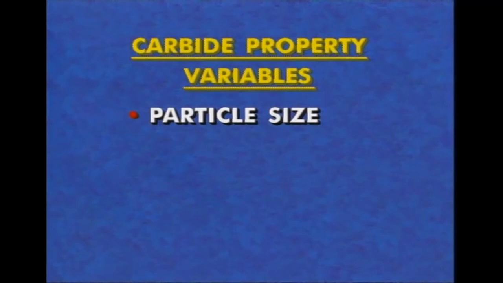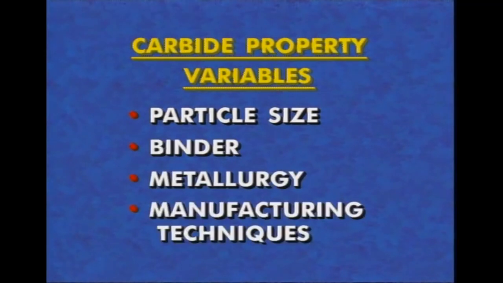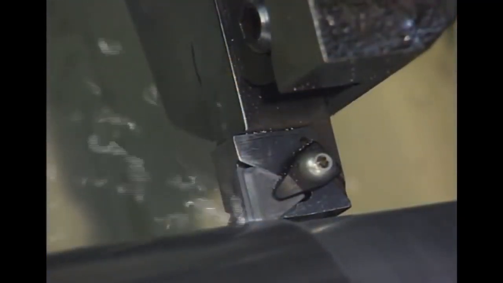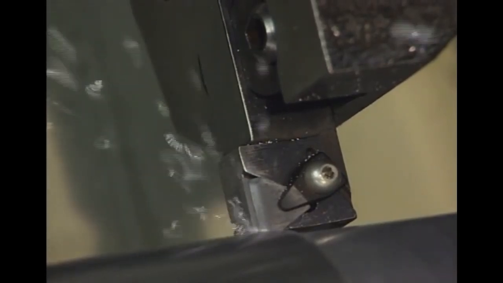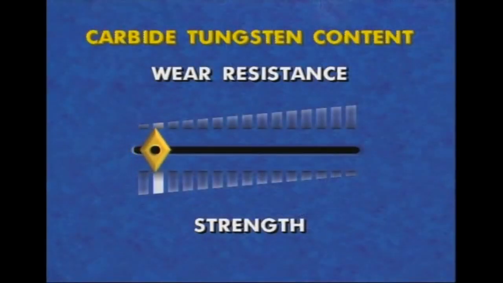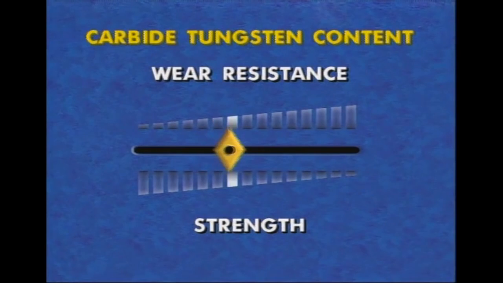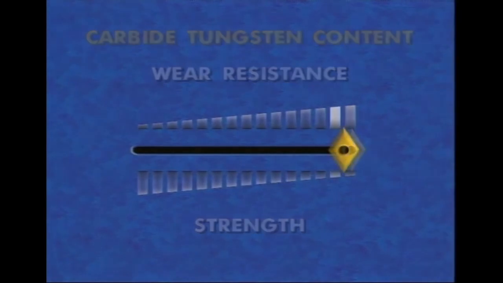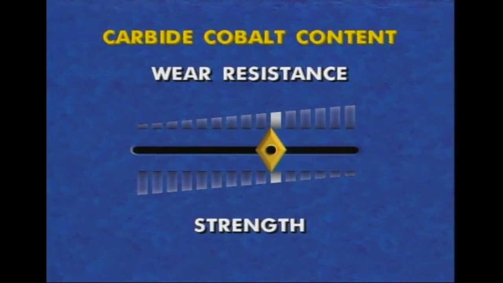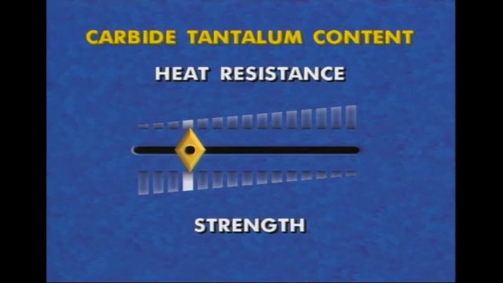Variations in particle size, binder, metallurgy, and manufacturing techniques cause the properties of the carbide tools to vary widely, particularly in the balance of hardness and toughness. For example, a higher tungsten content increases the wear resistance of a carbide insert, but reduces strength. A higher percentage of cobalt binder increases strength, but lowers the wear resistance. Additions of an alloying agent, such as tantalum, can increase a carbide grade's resistance to heat, but reduces its strength.